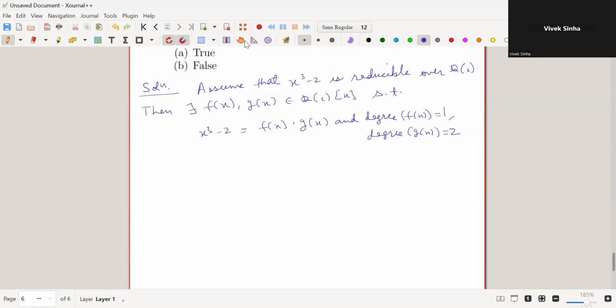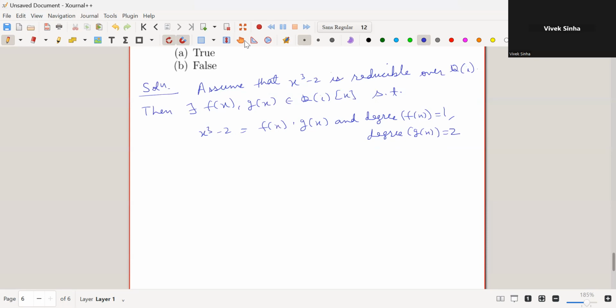So if it is reducible, then we should be able to write it like that, such that the degree of the first polynomial is 1 and the second is 2, or vice versa. Maybe the degree here is 2 and here is 1. That won't matter, we are in a commutative ring. Okay, so this is the case.